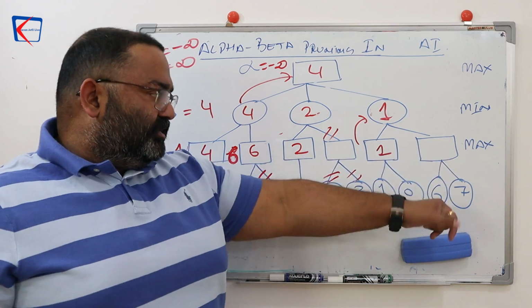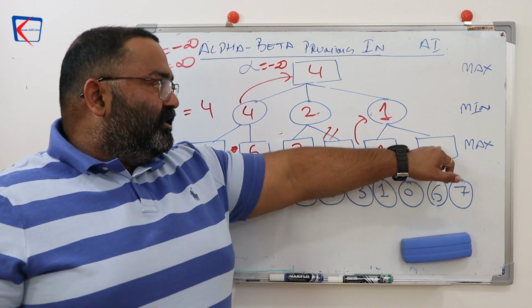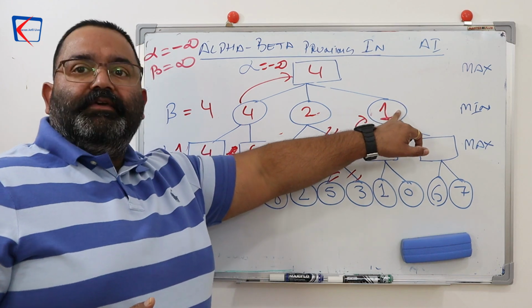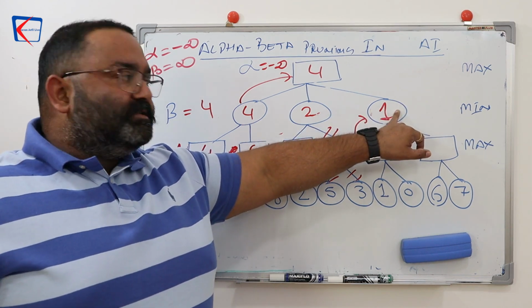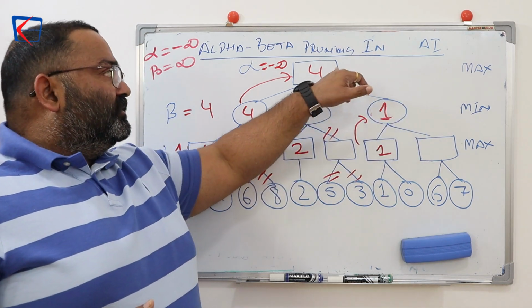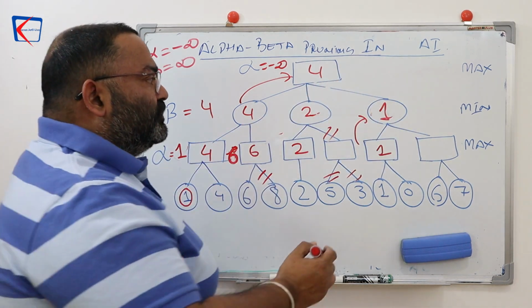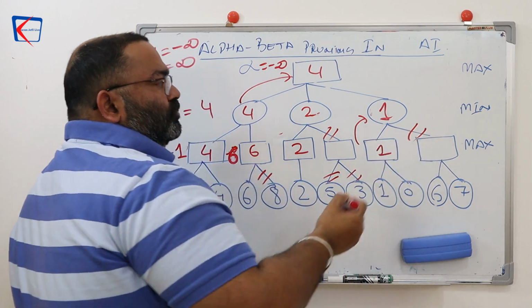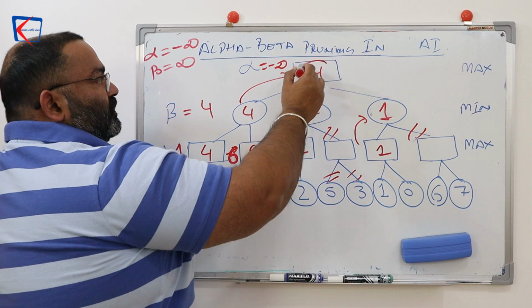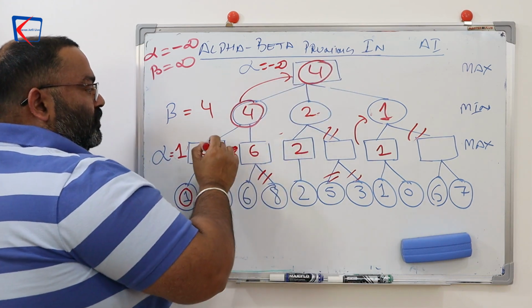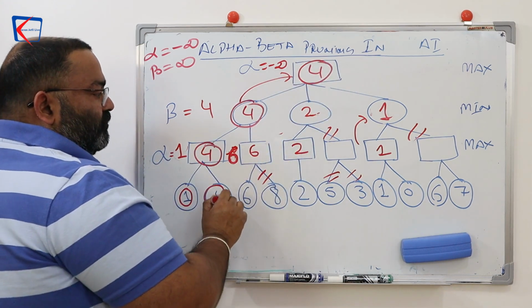Whatever value, say I bring 6 here, then I replace it with 7. 7 is not going to come here, since 7 cannot replace this min node, so this cannot change. So there is no point in exploring this also. So this is my winning path: 4, 4, 4 and 4.